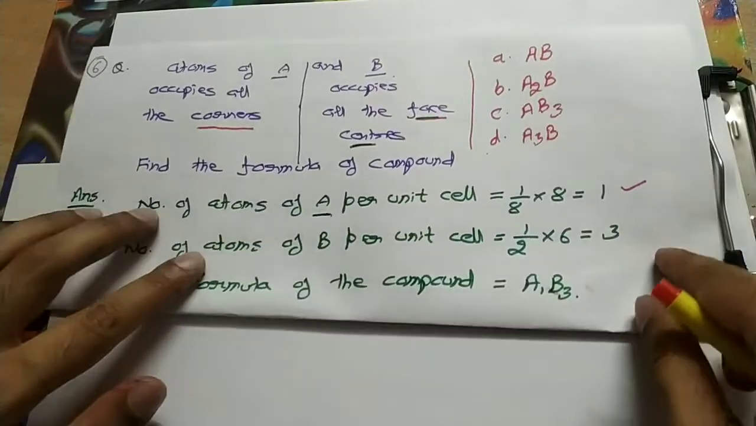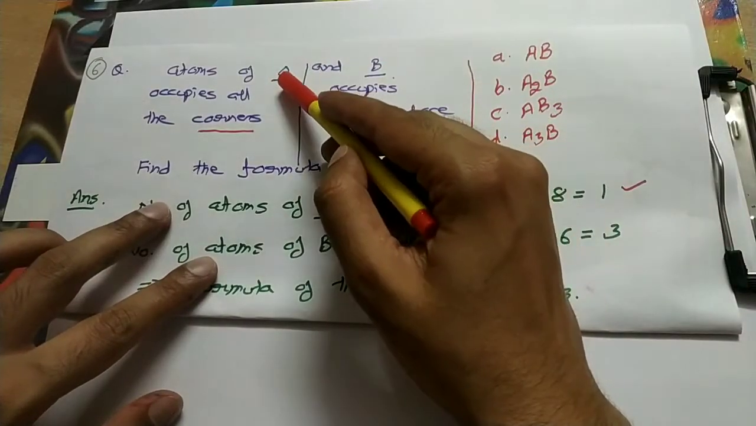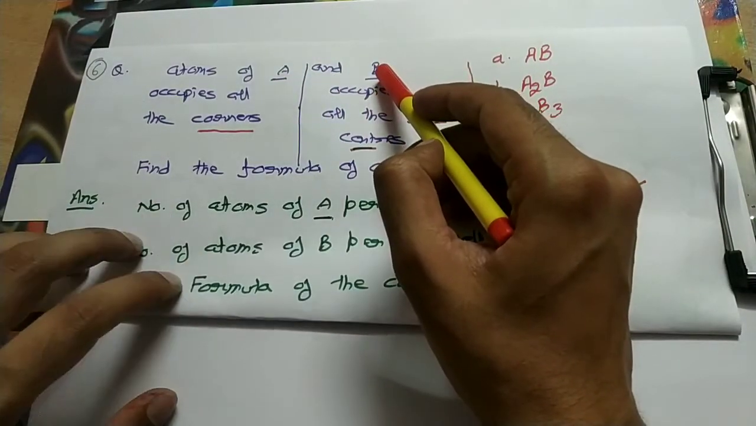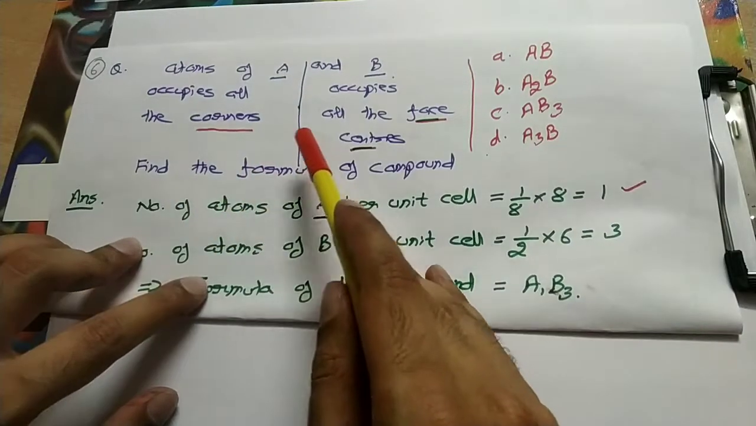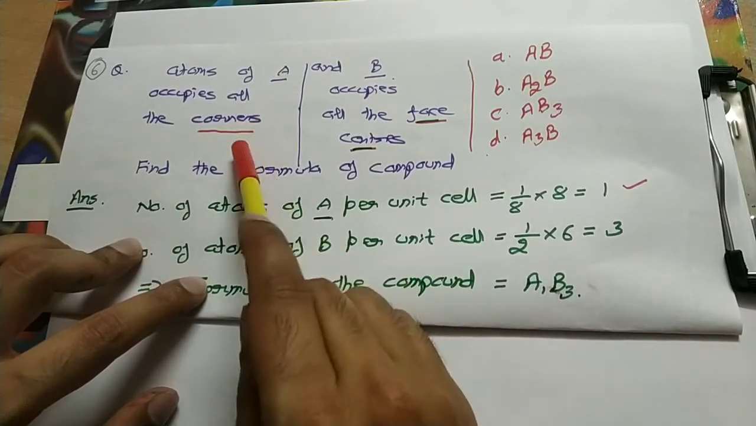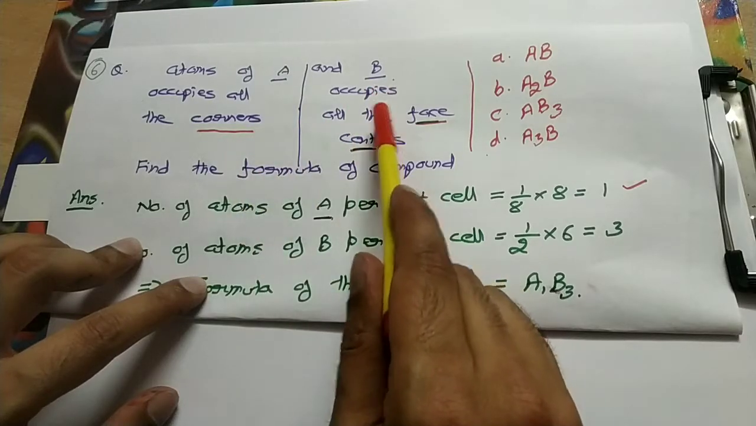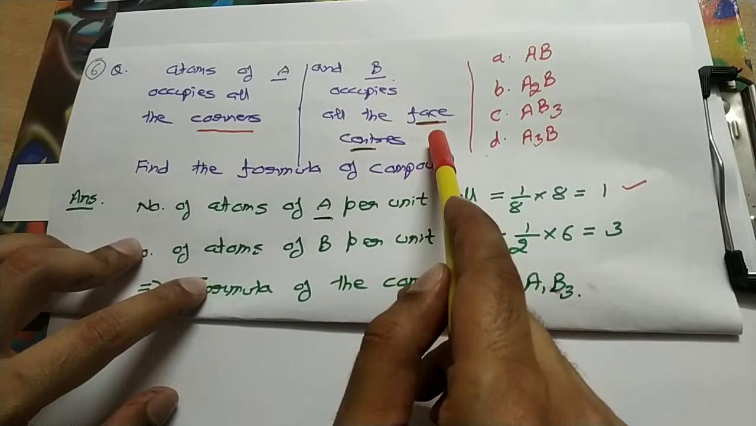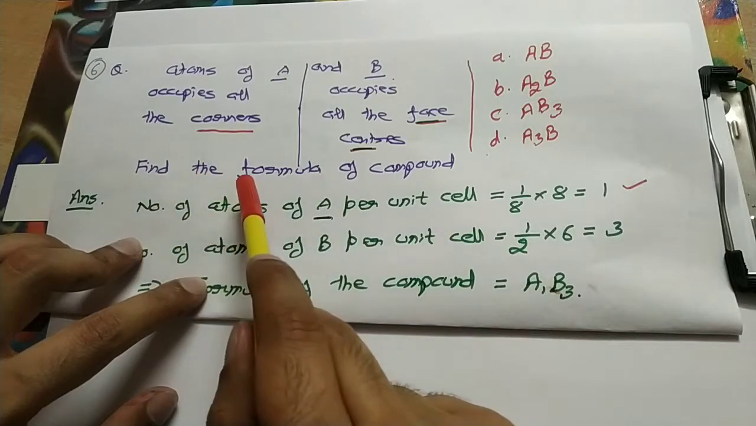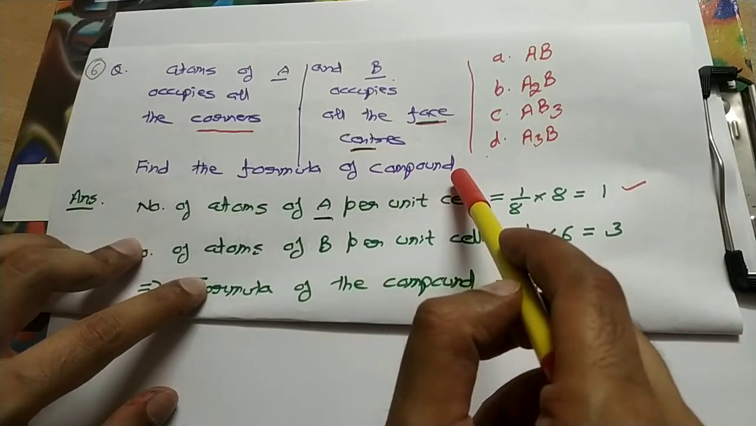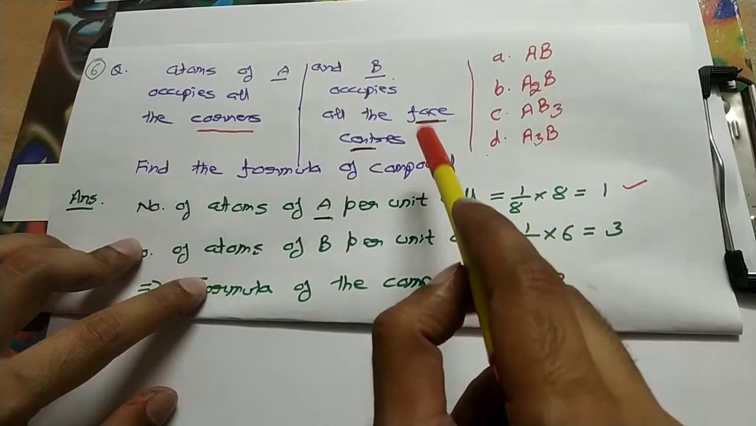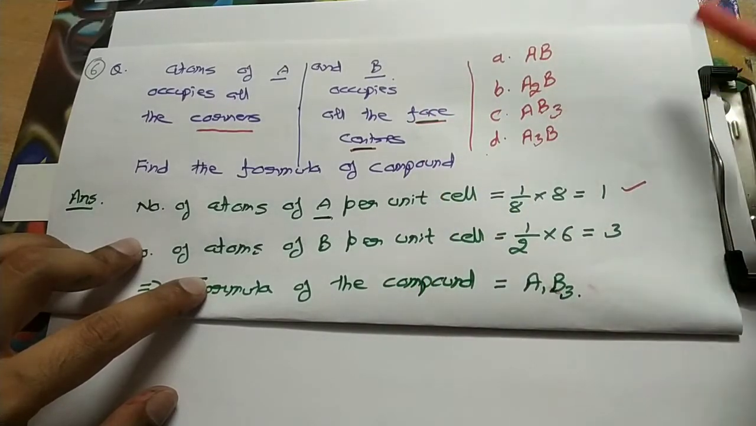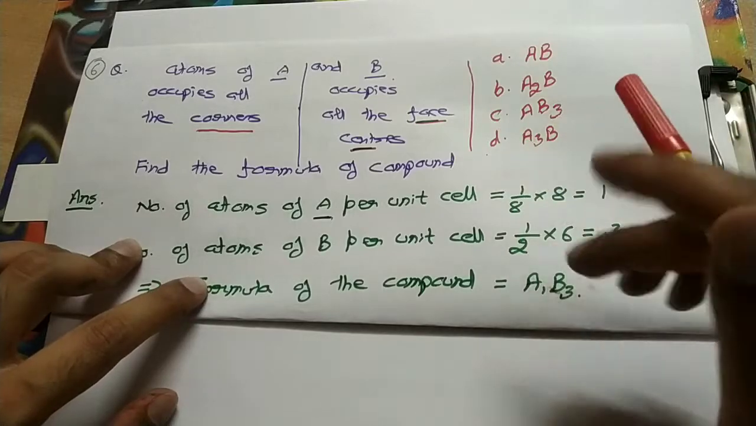consider a compound made up of atoms of element A and B. Atoms of A occupy corners, all the corners, and atoms of B occupies all the face centers. Question is, predict the formula of this compound. कुछ options given हैं, AB, A2B, etc. Okay. इसे बेटा solve कैसे करोगे?